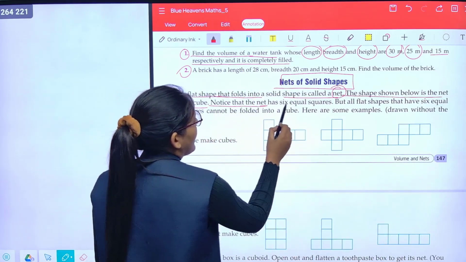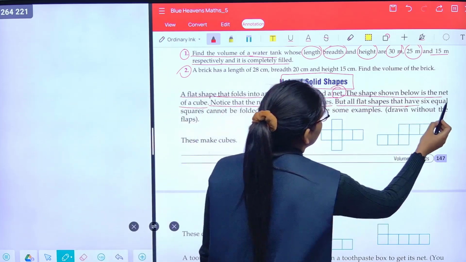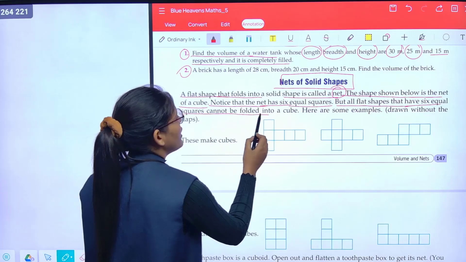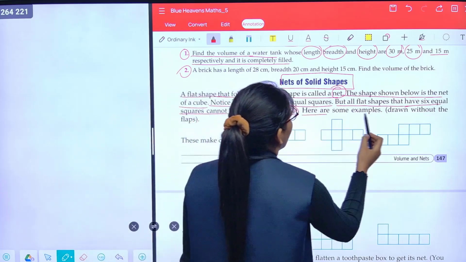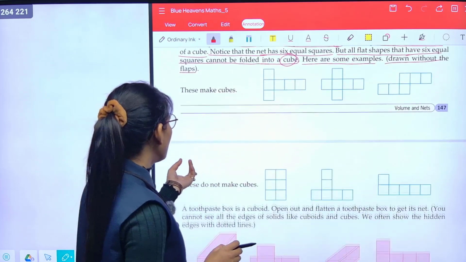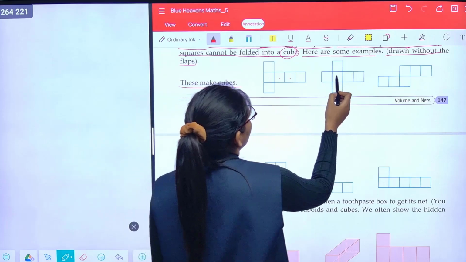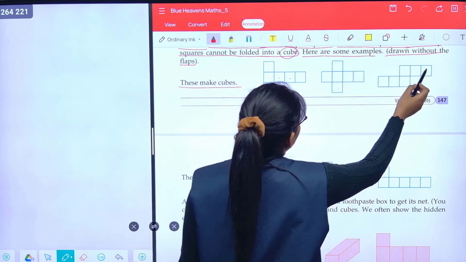The shape shown below is the net of a cube. Notice that the net has 6 equal squares, but not all flat shapes that have 6 equal squares can be folded into a cube. Here are some examples drawn with the flaps. Thus, these make cubes. 1, 2, 3, 4, 5, 6.